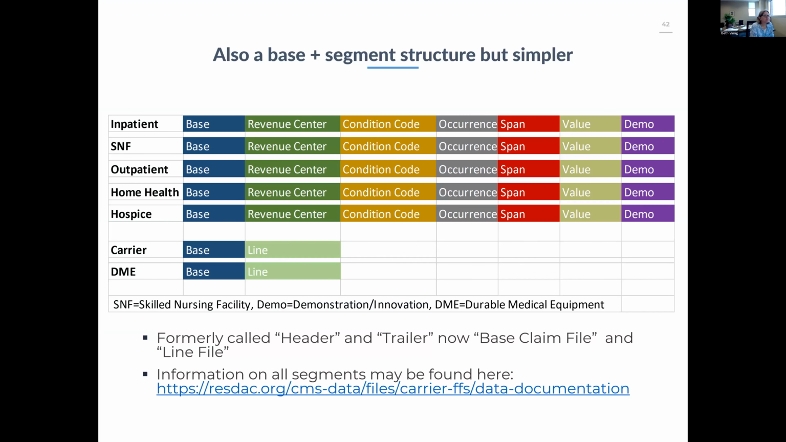So now moving on to the carrier file. The carrier file is simpler, and it's a base plus a line file. It used to be called header and trailer. So if I slip into that, I apologize, but it's the same structure. There's a base, and then there are these lines, and the lines repeat. You can have multiple lines per base.